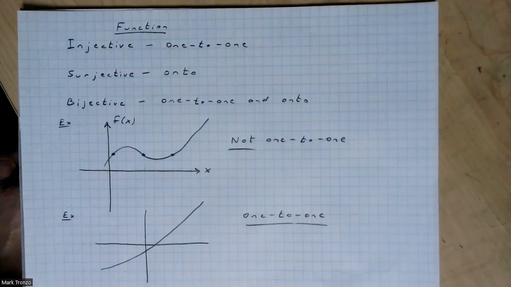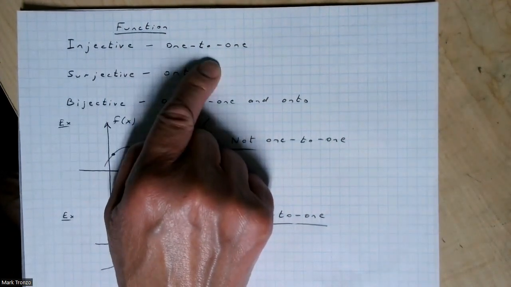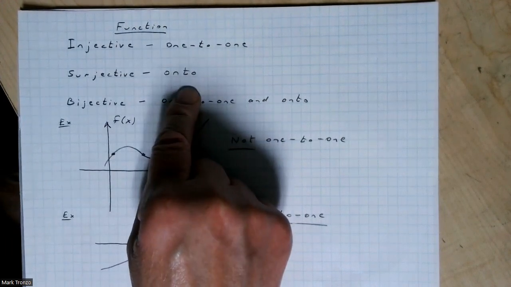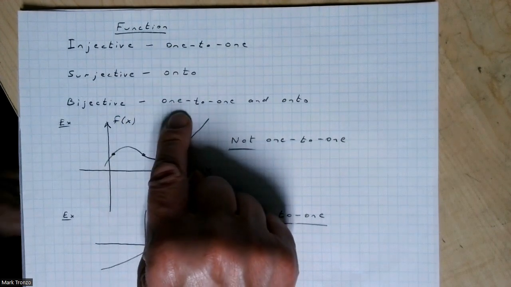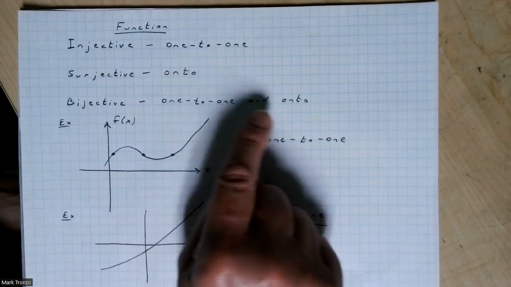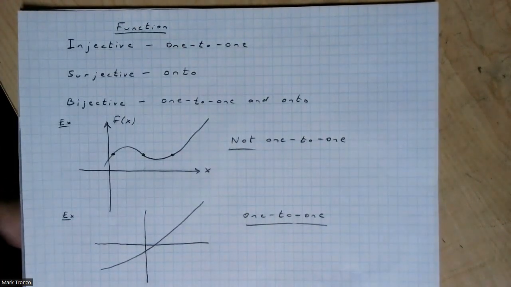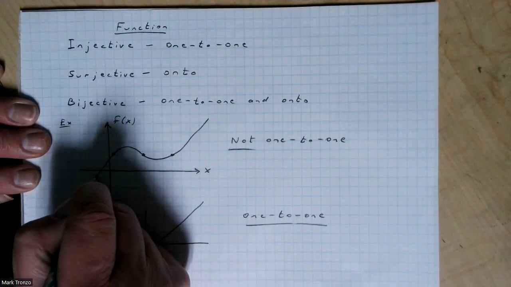Last time we were talking about functions. We were talking about injective, surjective, and bijective functions. And we said that the function was injective if it was one-to-one, surjective if the function is onto, and then bijective if the function is both one-to-one and onto.